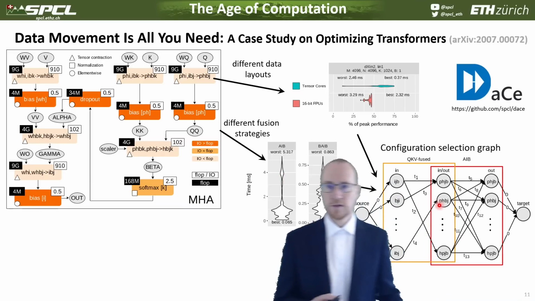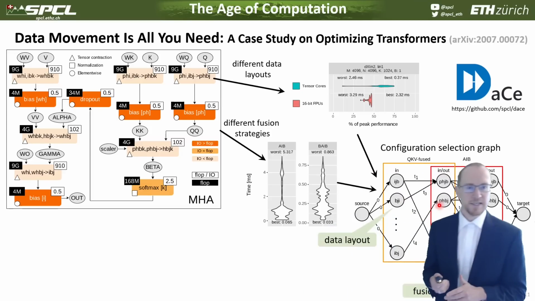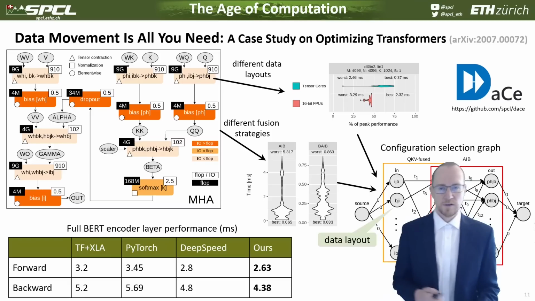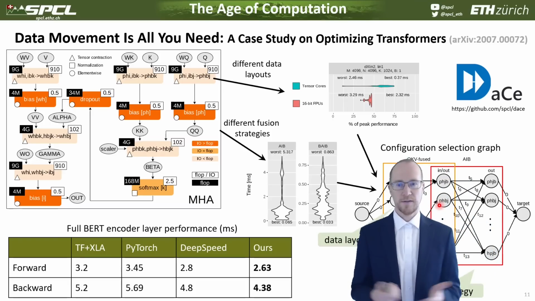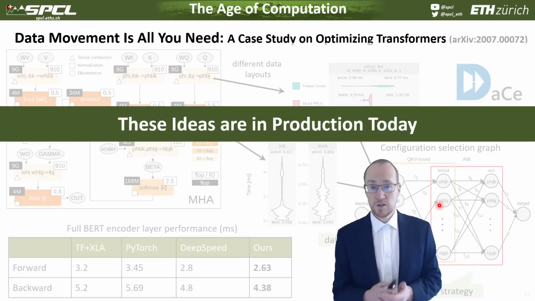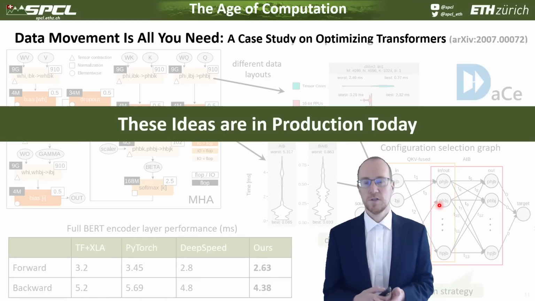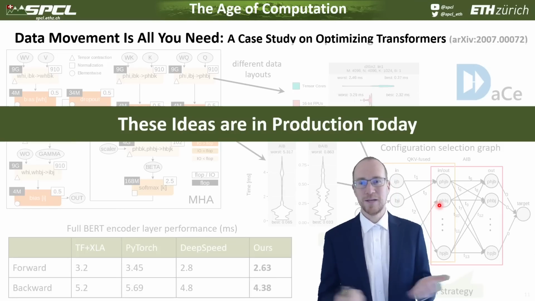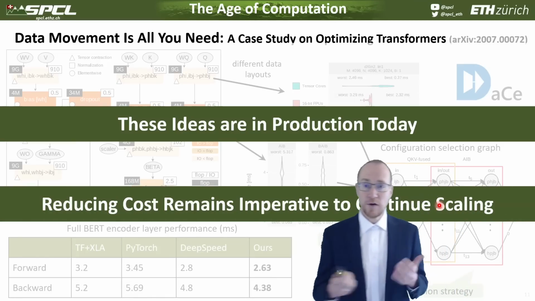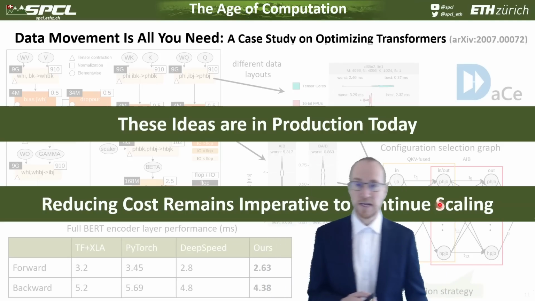And then we had a very large configuration selection graph that selected the right model. So this optimized data layout and fusion strategies to get to the full BERT encoder and the full performance that we gained at the end. So this is actually in production today. Everybody uses these models. Everybody uses this optimized fusion today. So there is nothing to be gained. Well, after all, it's 5 years old research, nearly 6 years at this point. But now it became clear that reducing cost is imperative to continue the scaling of models.